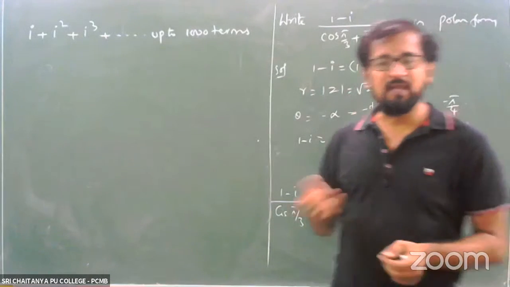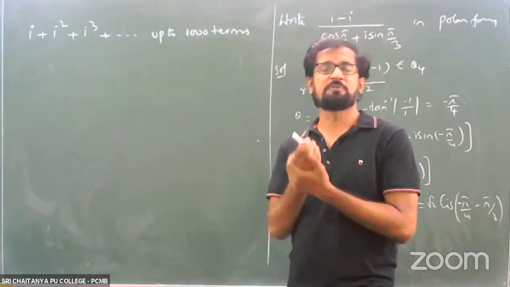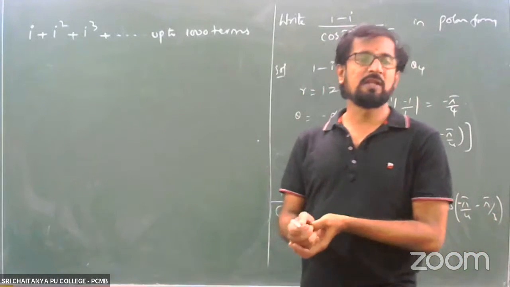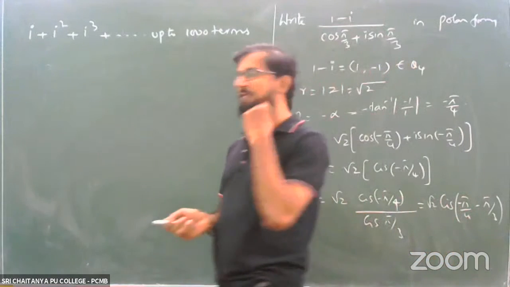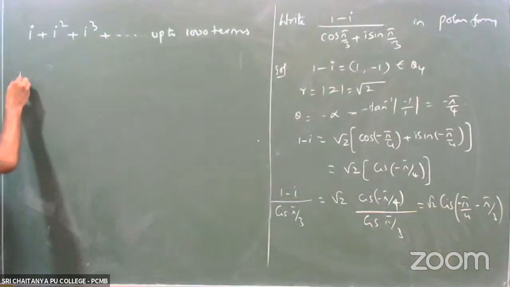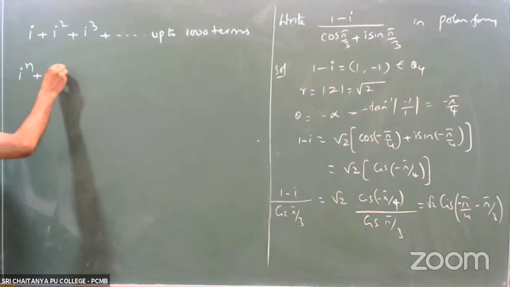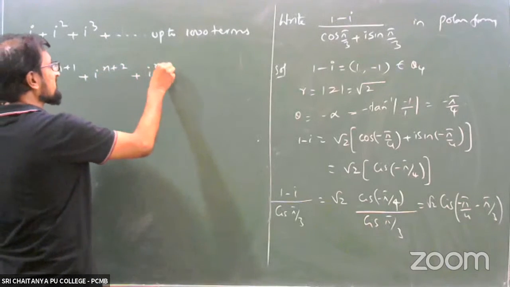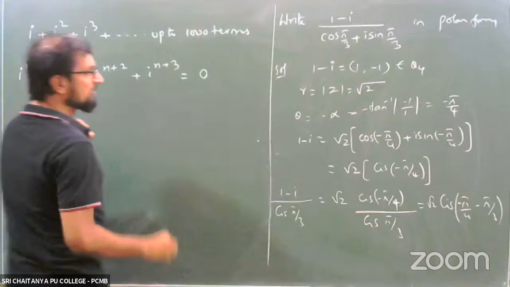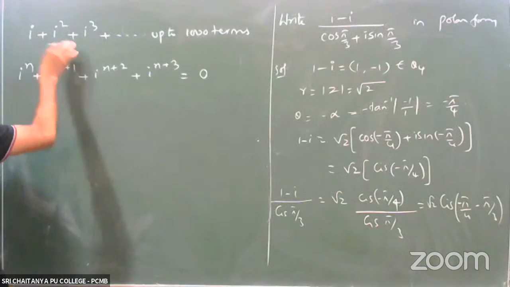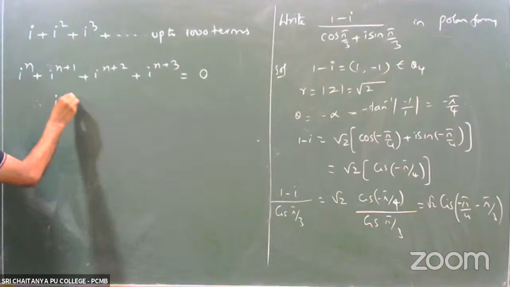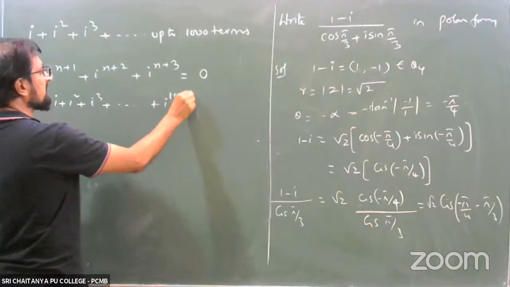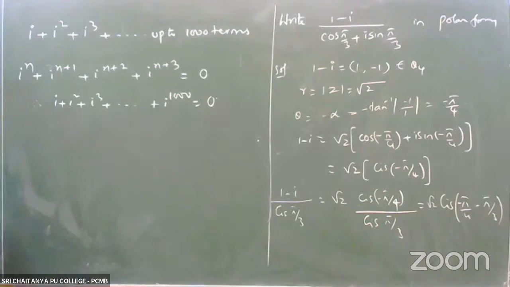To do that problem, again you should substitute into the formula. Instead of that, we can use a shortcut: i power n plus i power n plus 1 plus i power n plus 2 plus i power n plus 3 is always 0. So we can write this entire sum, i plus i square plus i cube and so on up to i power 1000, and the value is 0. Take down.